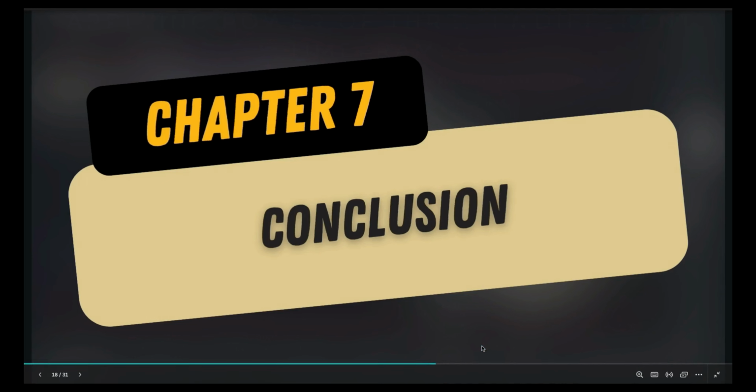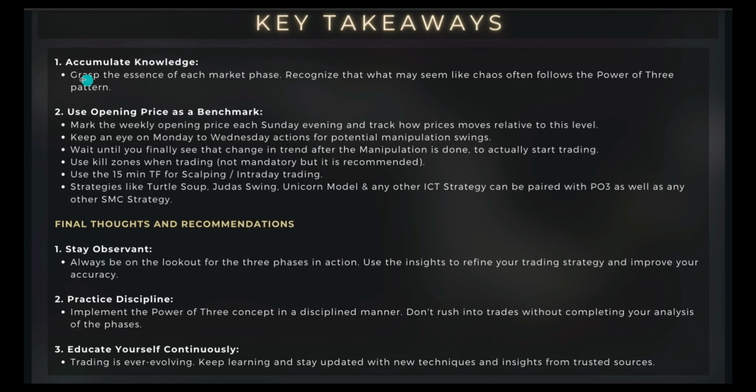All right, chapter 7, conclusion. Key takeaways. So one is accumulate knowledge, right? Grasp the essence of each market phase. Recognize that what may seem like chaos often follows the power of 3 pattern. Two, use opening price as a benchmark.